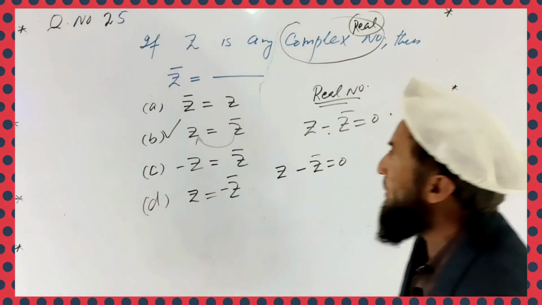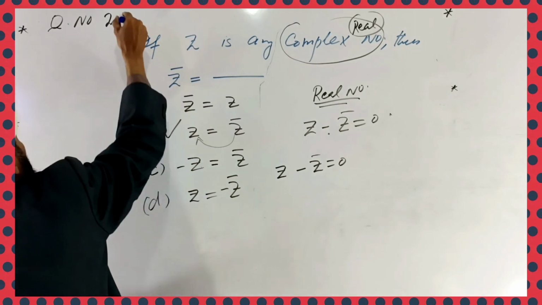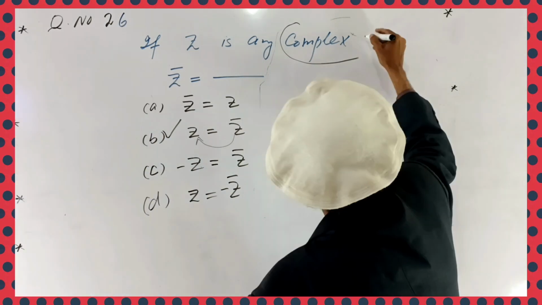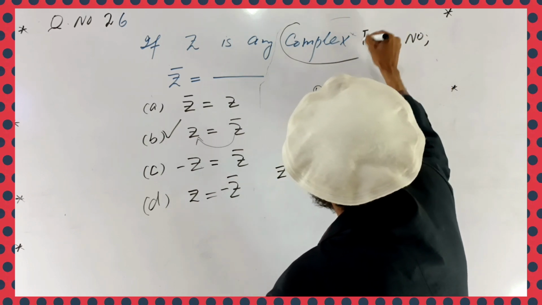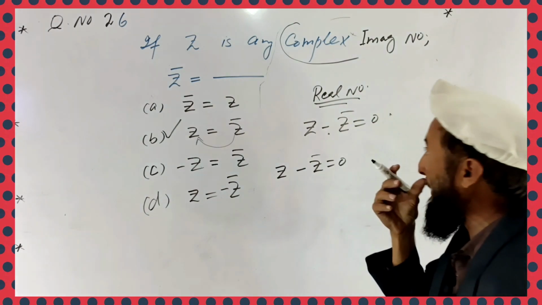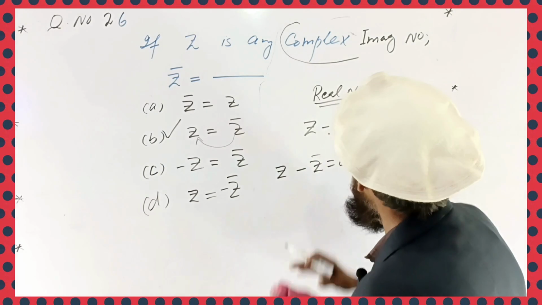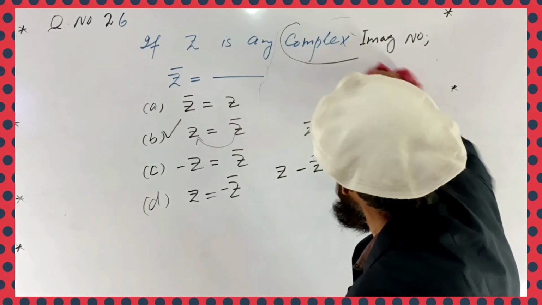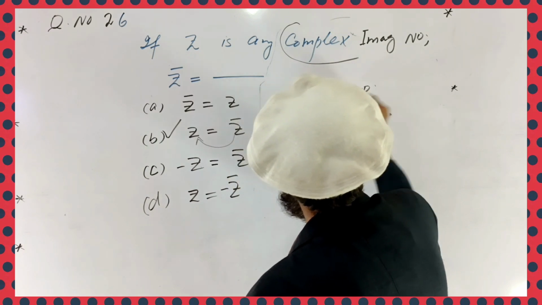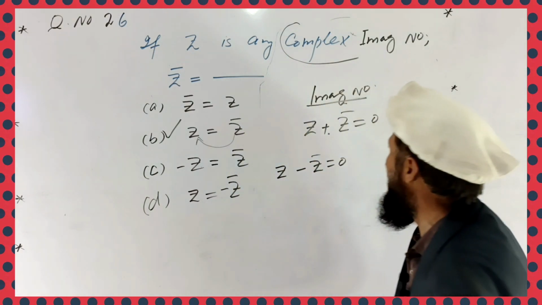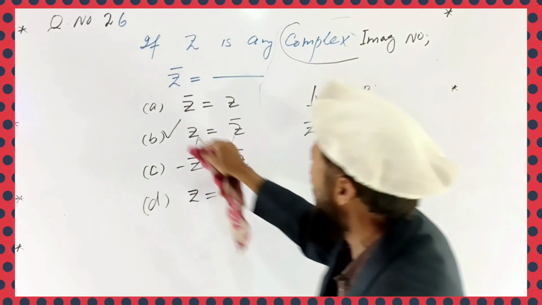If we apply the same property on question number 6, if we change here to an imaginary number, then what is the result? z bar minus z is equal to what? So we require a positive result for the imaginary number. As we know, we must remember the imaginary number property: z plus z conjugate is equal to 0.